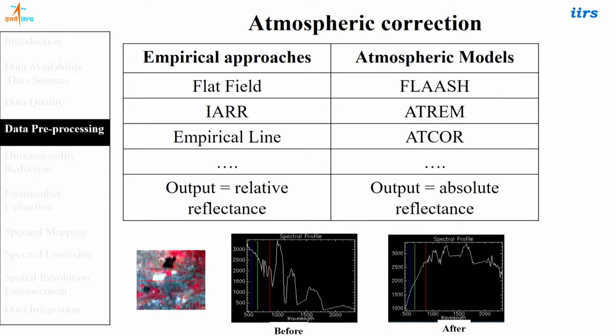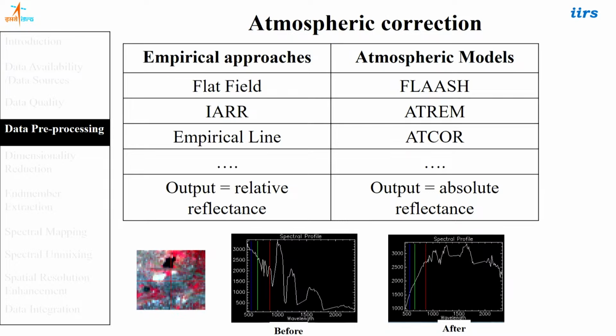The simplest technique I'll be explaining is flat field. For converting the data to reflectance, you require two measurements, radiance and irradiance. But radiance is there, we don't have irradiance. So what we do is identify some features having the highest reflectance, like a bare field. Take the average pixel value of this bare field, and divide each and every pixel by it. That is called flat field.